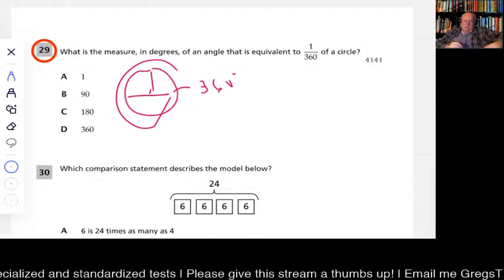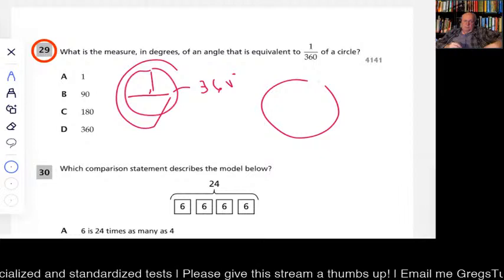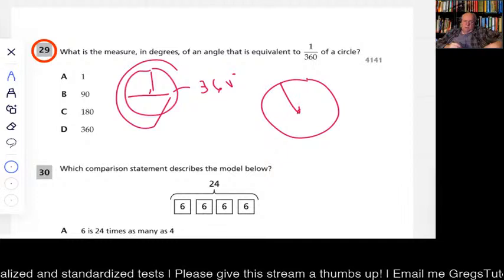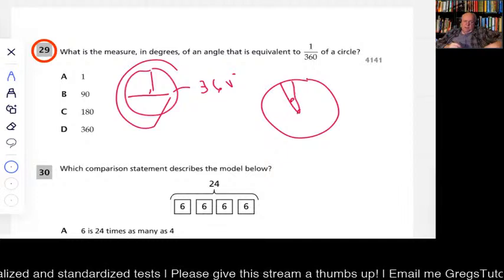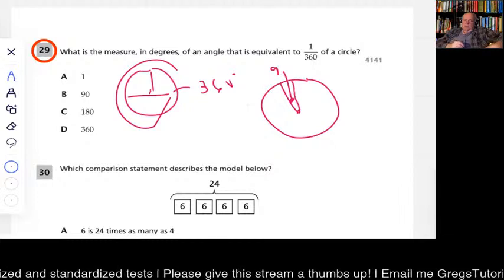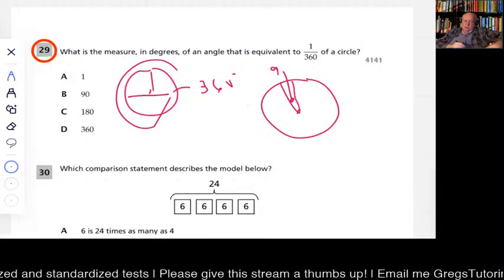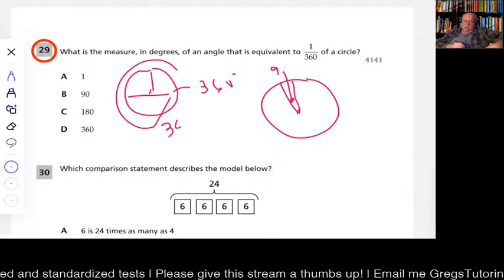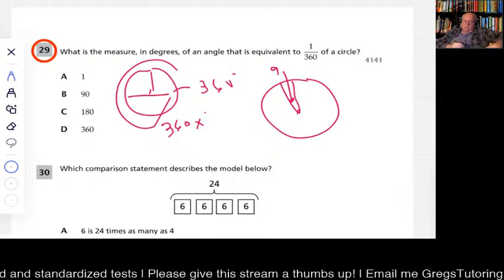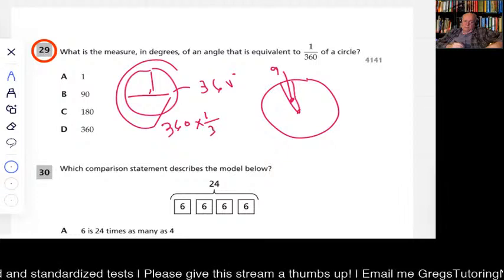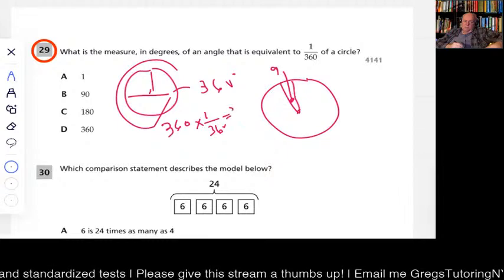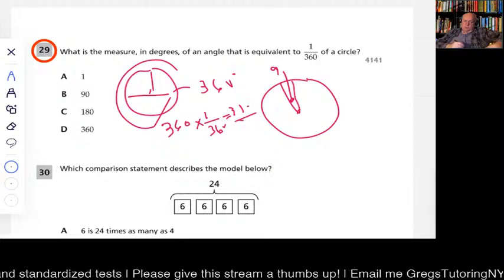So let me kind of do this a little neater for a second. So if there was a sliver taken out of here, if that's the center, and there was a sliver in here, what's this angle here? Okay, we can call it angle A. If it's 1/360th of a circle, well, this turns out to just be a multiplication problem. If the whole circle is 360 degrees, and we're looking at 1/360th of it, that's just equal to 360 over 360, and that's equal to 1.